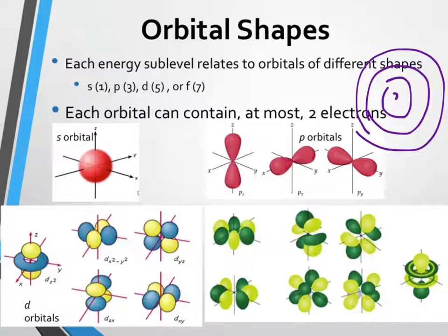After the p suborbital, there is d. And in d, there are 1, 2, 3, 4, 5 suborbitals, 5 suborbitals, for a total of how many electrons? Each one can hold 2.